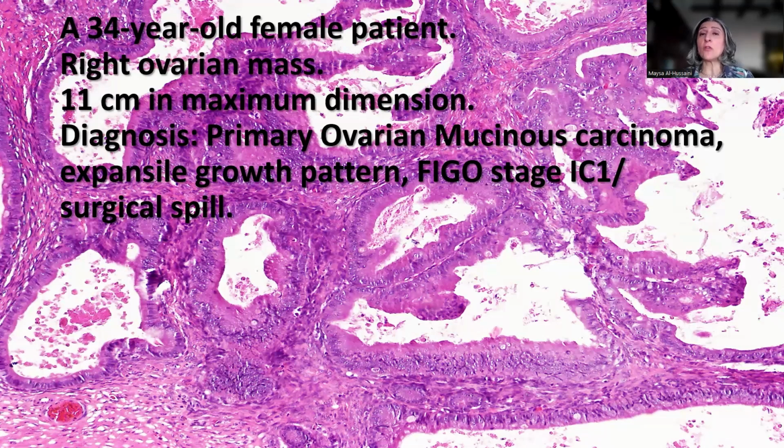A combination of cytokeratin 7 positivity, SATB2 negativity, and in the lucky cases, in only a third of the cases, PAX8 positivity would really support the diagnosis of a primary mucinous ovarian carcinoma.